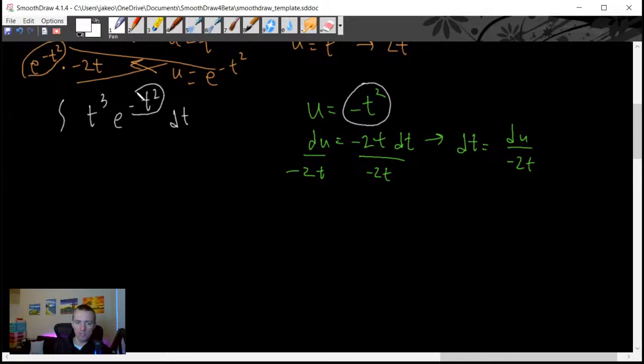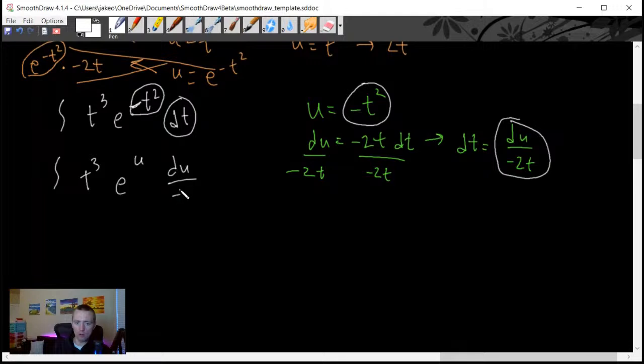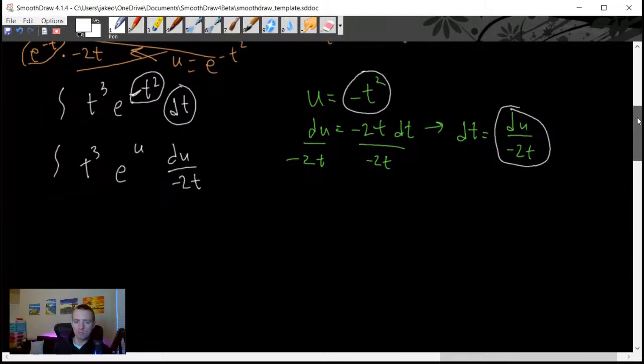So we're going to replace this with a u, and that is a negative t squared there. And then we're going to replace our dt with the thing that we just solved for dt, so du over negative 2t. So if we do that, we're still going to have t cubed out here. We're going to have e to the u, and then we're going to have times du over negative 2t. Okay, so seems weird, right?